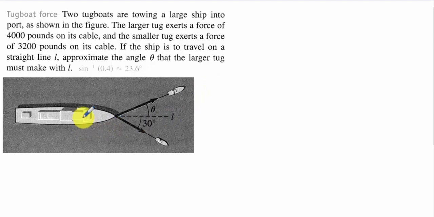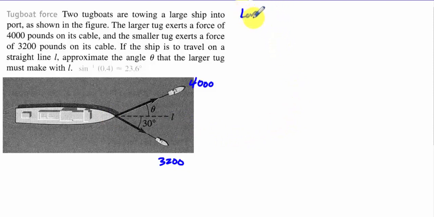It shows a large boat being towed by 2 tugboats. One tugboat is pulling at 30 degrees, the other is unknown. We have a larger tugboat that is pulling at 4,000 pounds and a smaller tugboat that's pulling at 3,200. And we want the large boat to actually be going in a straight line. So this is similar to the last problem, but we know a little bit more.